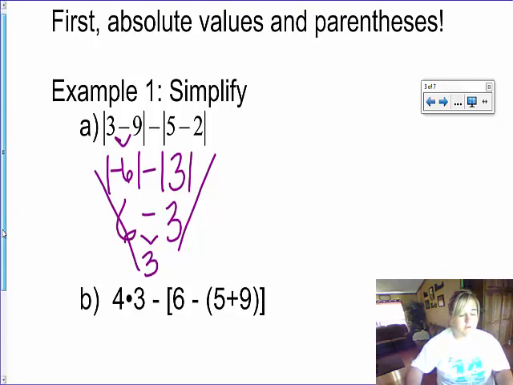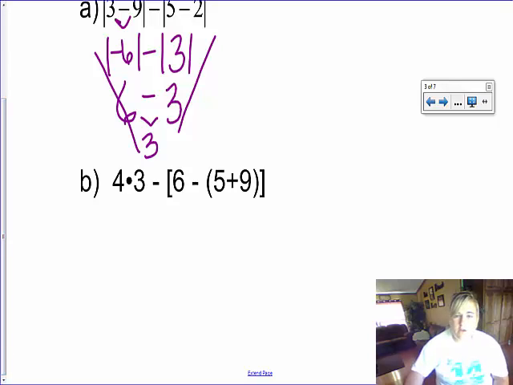On part B, we're doing the same thing, but what I want you to always remember is that we know that our order of operations is parentheses, exponents, multiplication and division from left to right, addition and subtraction from left to right. But parentheses is what's first. We have to start with our innermost group of parentheses first. In this case, we have brackets and we have parentheses. So we have to go with the innermost. The innermost is right here.